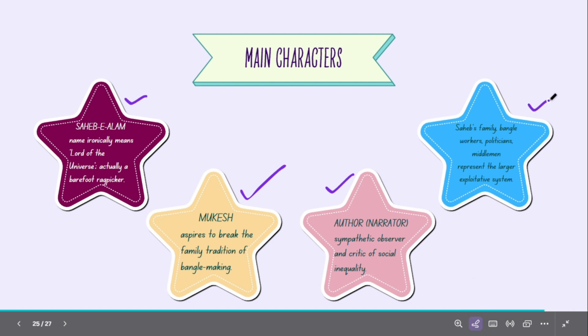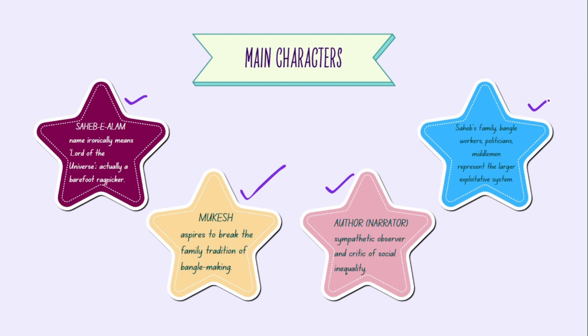Finally, we have Saheb's family, bangle workers, politicians, and middlemen that represent the larger exploitative system. Okay, we see how Saheb's family and bangle workers have been exploited by politicians, middlemen, etc. And these represent the larger exploitative system.